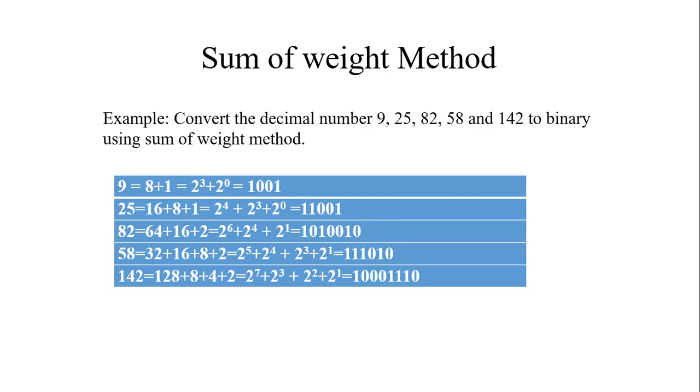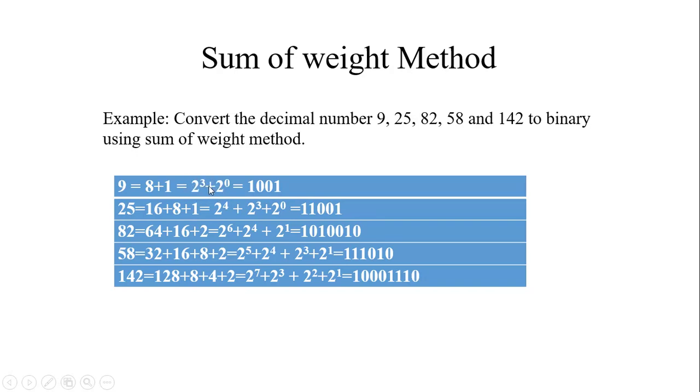The sum of weights method is the second method to convert a whole number or a decimal fraction to binary. In the sum of weights method, we express the decimal number as a sum of binary weights. For example, to convert 9 into binary, express 9 as a sum of binary weights. 8 is a binary weight and 1 is a binary weight, so 9 is equal to 8 plus 1. 8 is 2 raised to power 3, and 1 is 2 raised to power 0. These are the weight structure of binary numbers.